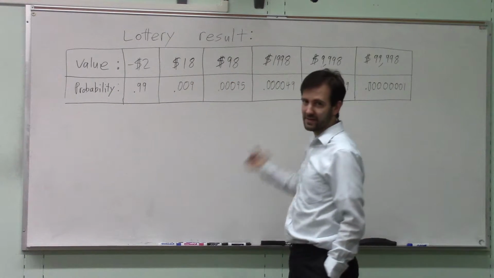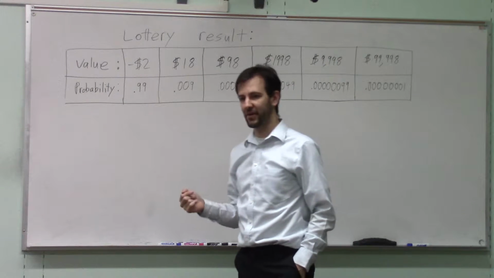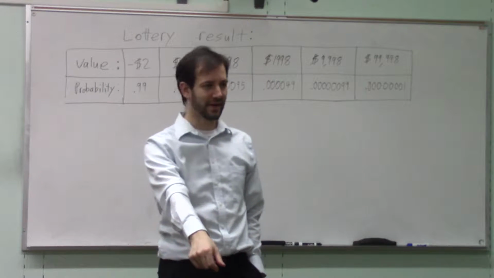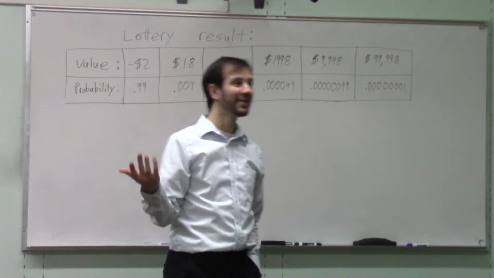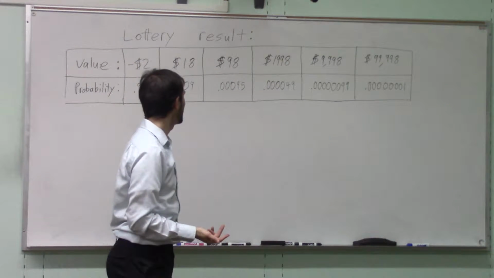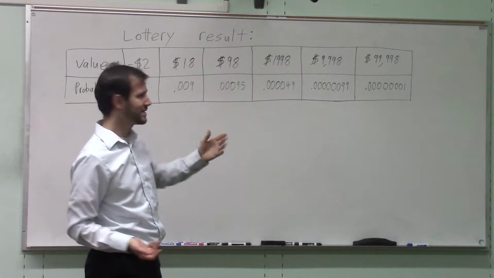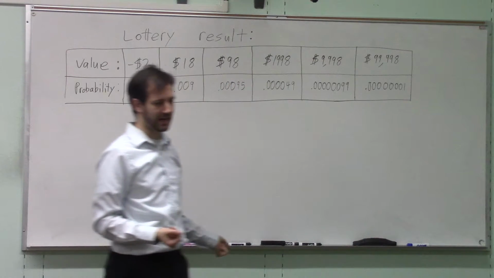The lottery is a good example of a random variable. I have no idea what the result of buying my next $2 scratch ticket is, but here are a bunch of possible results and the probability of each one happening.